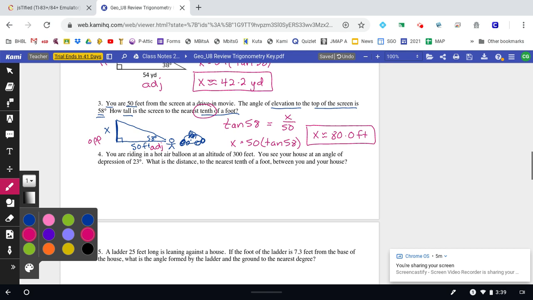All right, number 4. You're riding in a hot air balloon. Sounds lovely. All right, so here you are. Let me make that the balloon. Yeah, you're in there. You're right in here. Hi.